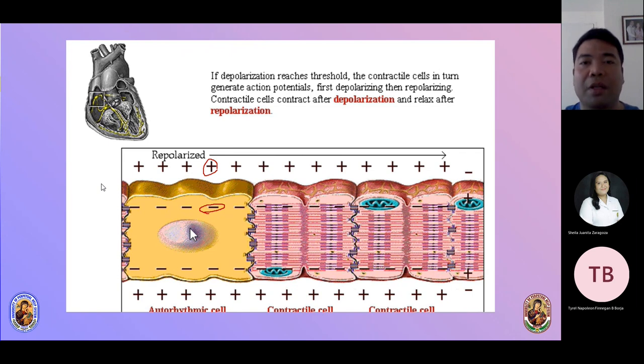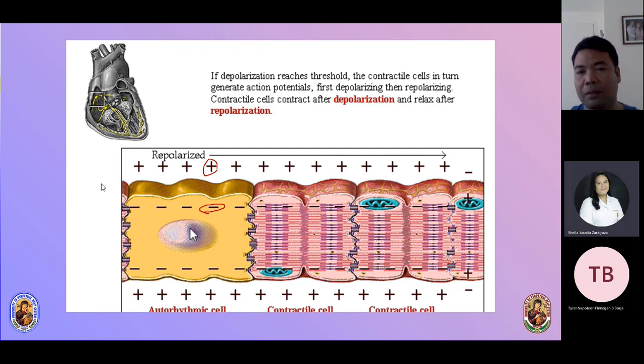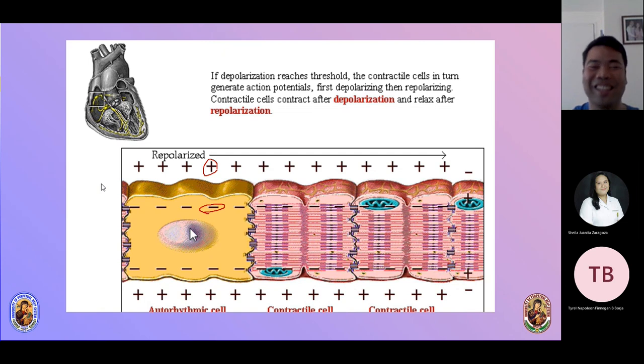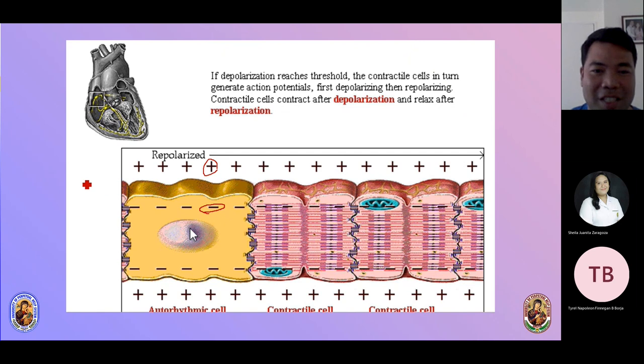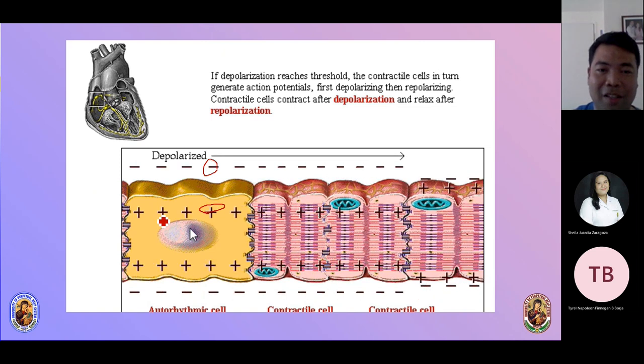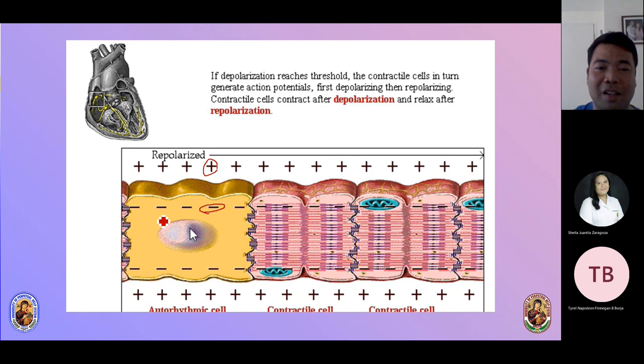Are you already familiar with resting membrane potential? Do you still remember the resting membrane potential? Somebody mentioned it. So, cellular physiology. When you say resting membrane potential, it is the difference of charge across the cell membrane. That's what resting membrane potential means, the difference of charge across the cell membrane. Since the cell membrane is selectively permeable, it allows only selected substances to pass through.